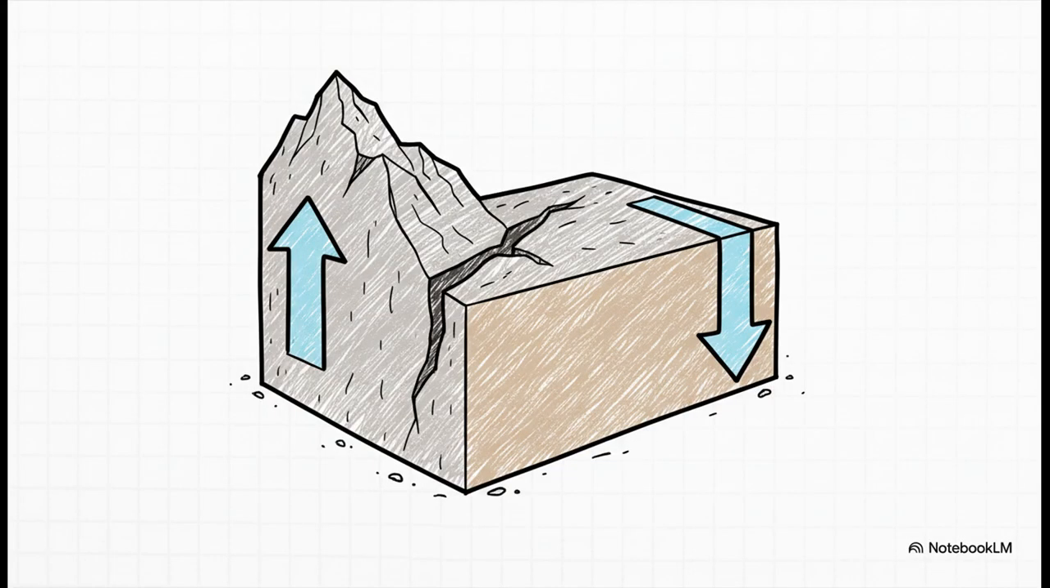A classic example of this is the Sierra Nevada range out in California. That whole range is basically one gigantic block of the Earth's crust that got pushed way up along a fault line. It's what gives it that famous rugged look.